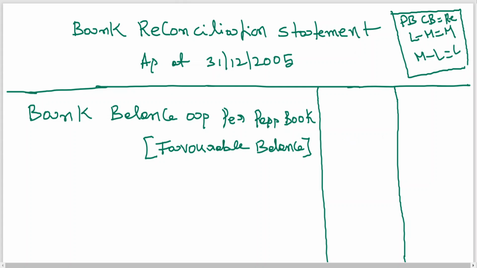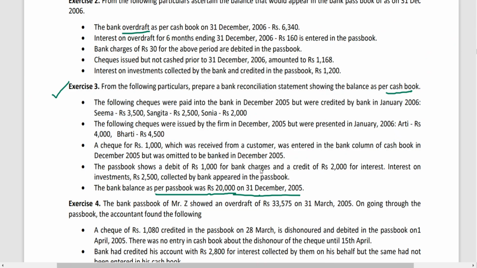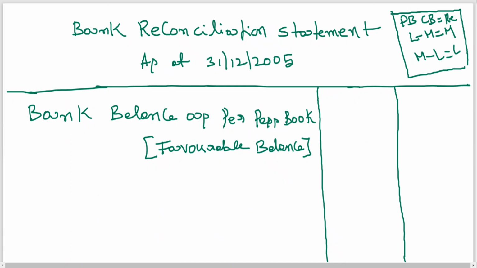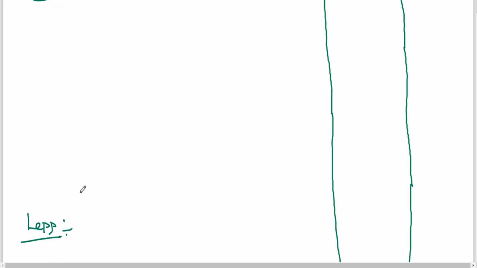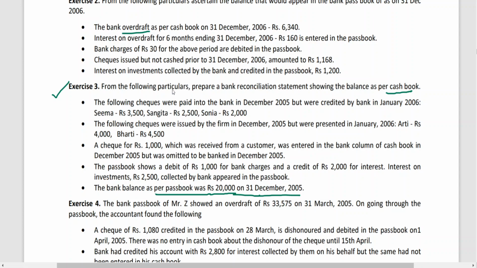So what is the bank balance as per passbook? 20,000. I'm writing here amount in rupees, this I told you as an inner column, this as an outer column. Then I'll be writing two statements leaving space here, because I don't know how many items are to be added and how many items are to be subtracted. I'm leaving reasonable space for writing the transactions approximately.